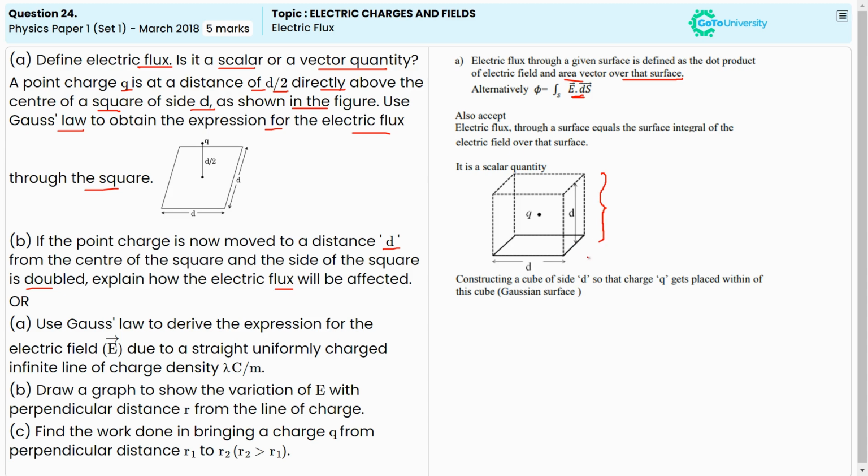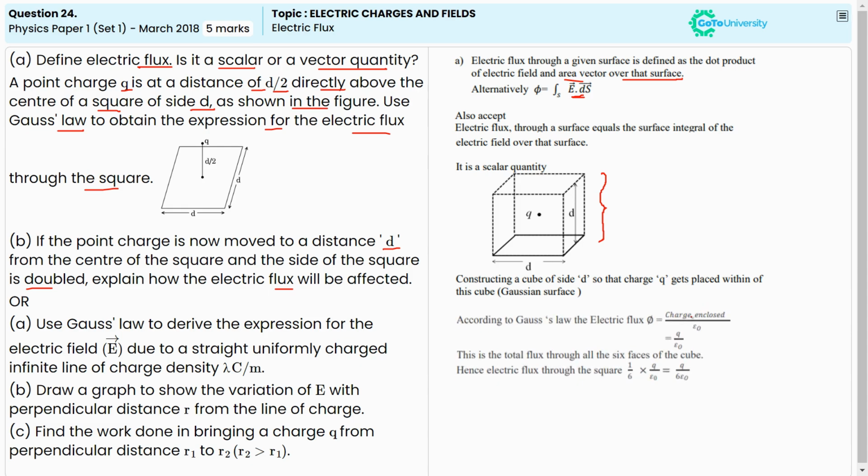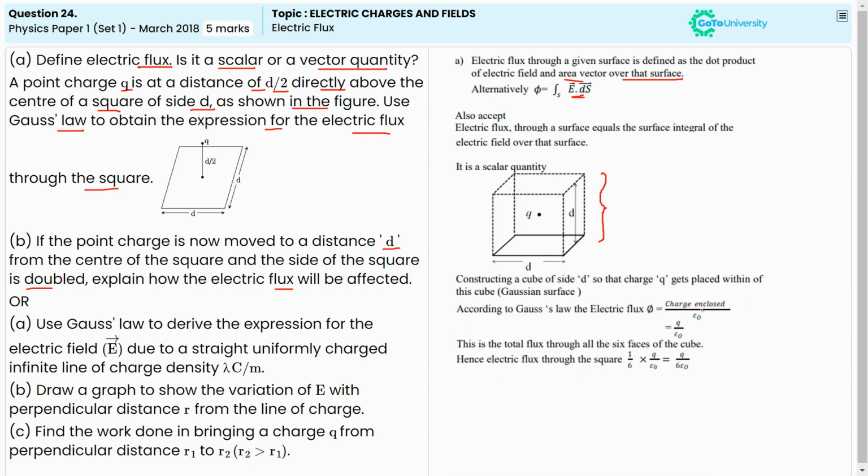Right. And here the electric flux phi is equal to, we know, the charge enclosed divided by epsilon naught. According to Gauss law, the electric flux is charge enclosed divided by epsilon naught. That is, the charge enclosed is Q, so it is Q divided by epsilon naught. For the whole enclosure, the electric flux is Q divided by epsilon naught.